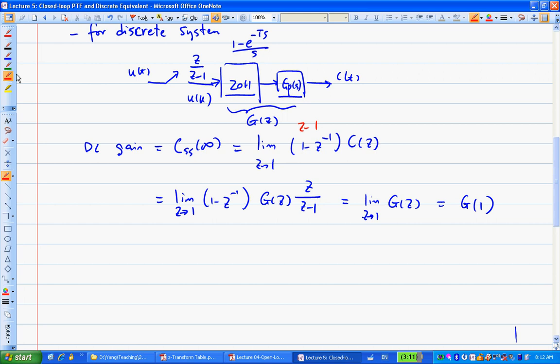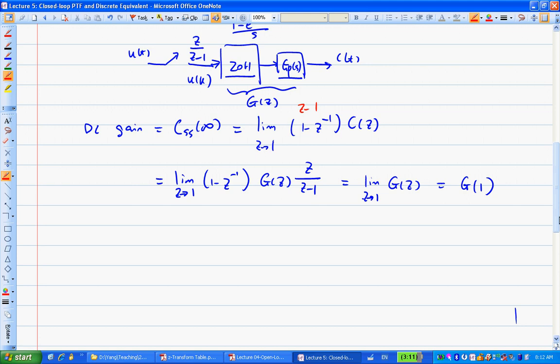Any questions on DC gain? It's quite simple. Just use the final value theorem and check what the value is. If it says 1, then you're good, you have no steady state error. If it's not 1, then there will be some steady state error for sure.